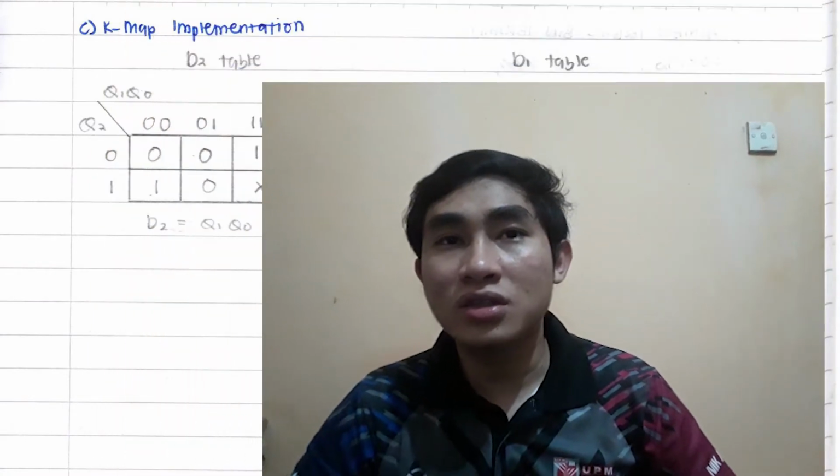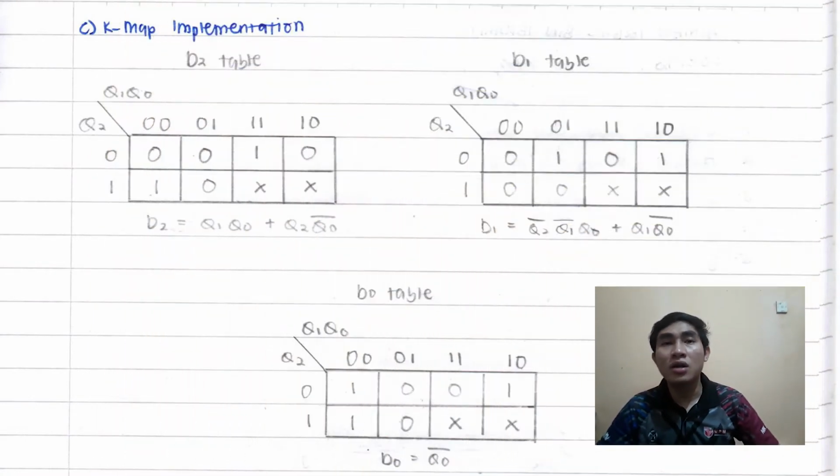To implement the K-map, we will need to use the truth table that we got earlier. From the truth table, we know that we have three different variables, which are Q2, Q1, and Q0. So our K-maps will be either 2 rows and 4 columns or 2 columns and 4 rows. So for this video, we will use 2 rows and 4 columns.